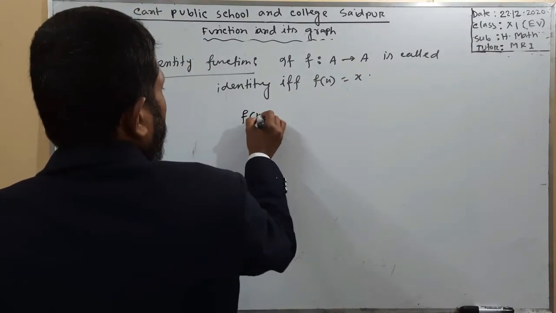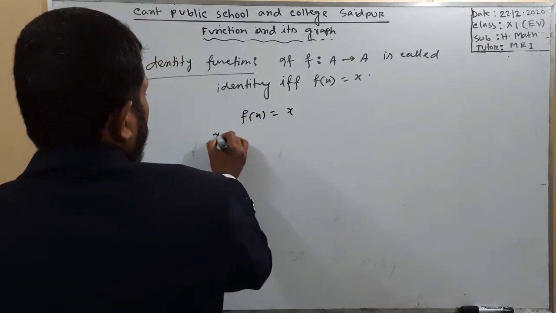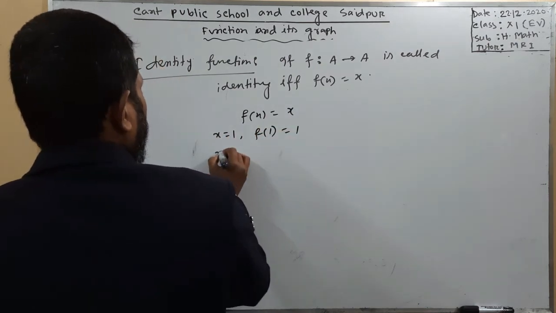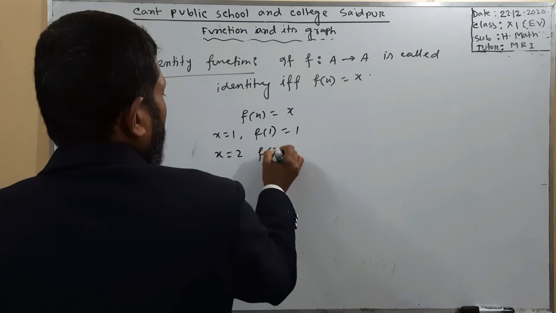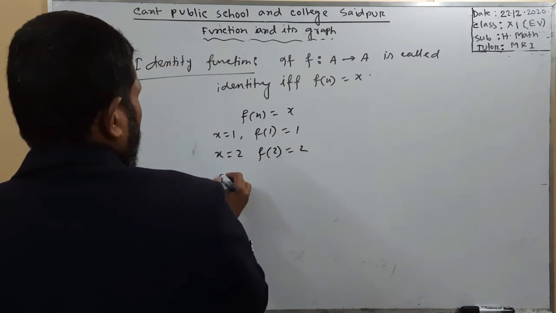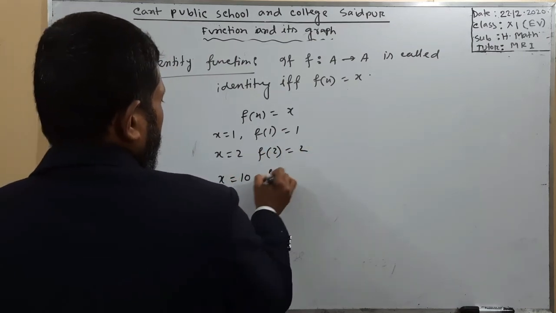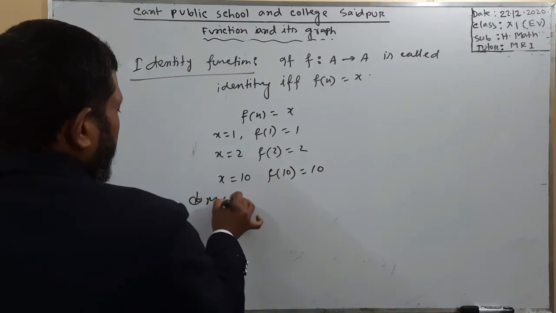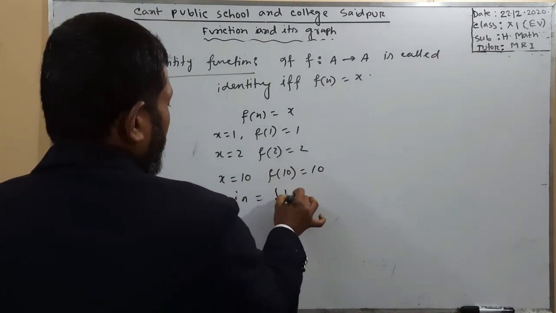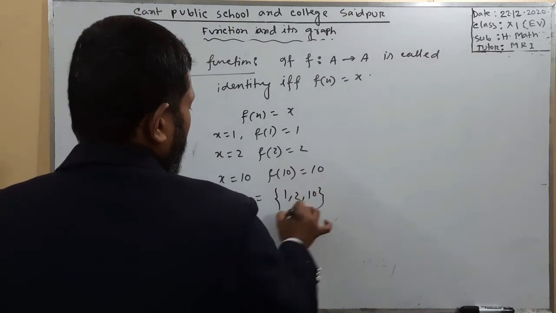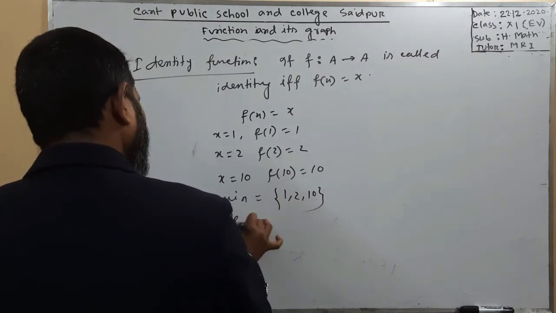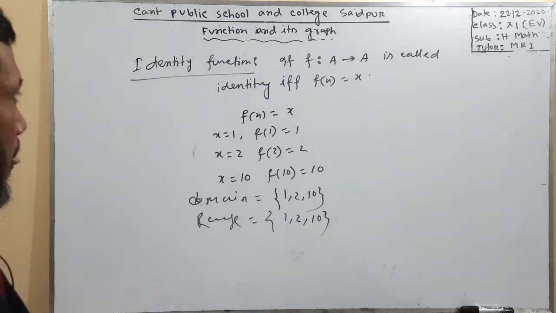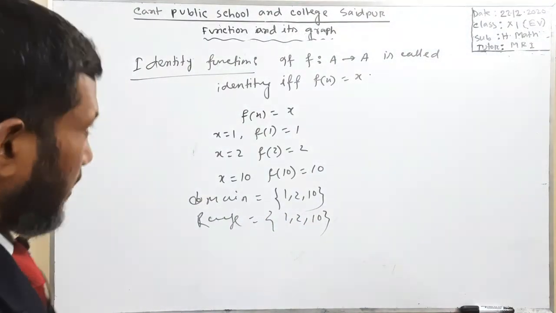Suppose here f of x is equal to x. If we put x is equal to 1, f of 1 we get 1, x is equal to 2, and x is equal to, suppose, 10, then we get 10. So we see here the domain is 1 to 10 and the range is also 1 to 10. This is the identity function.